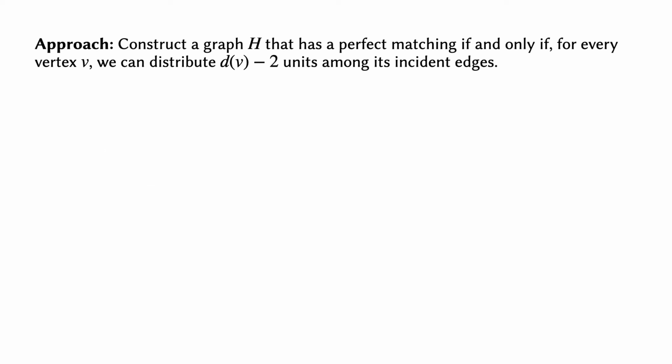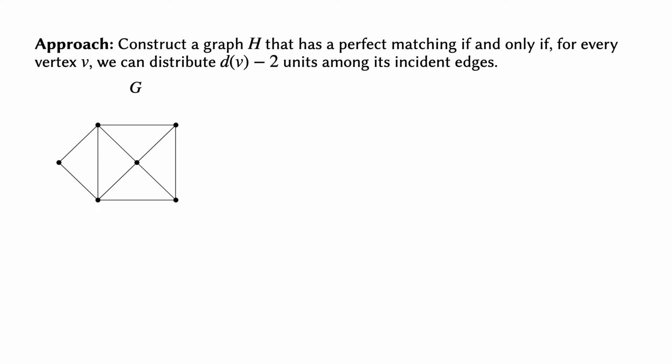Our approach is to construct a graph H that has a perfect matching if and only if for every vertex v, we can distribute dv minus 2 units amongst its incident edges. A perfect matching in a graph is a set of edges of the graph that covers all the vertices and has no common vertices.